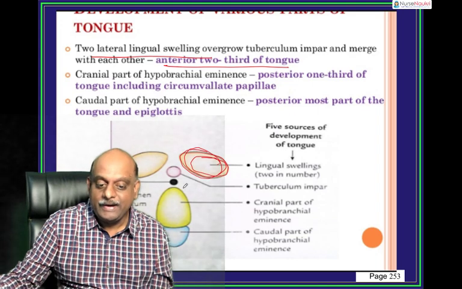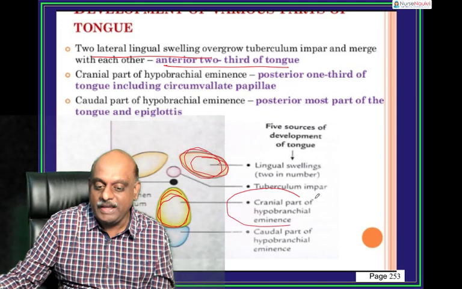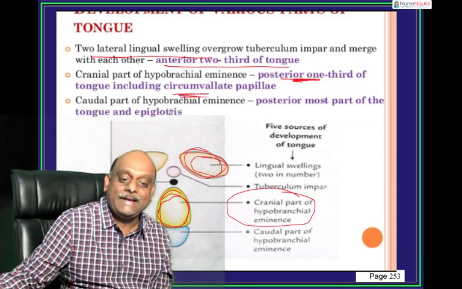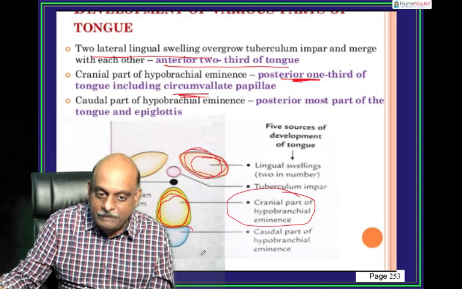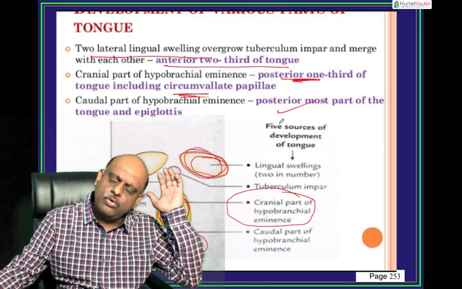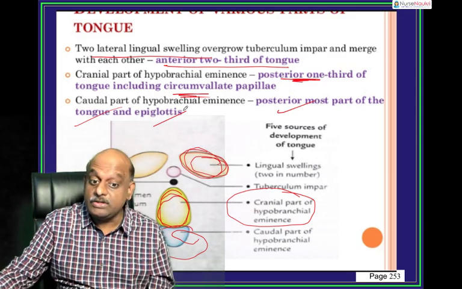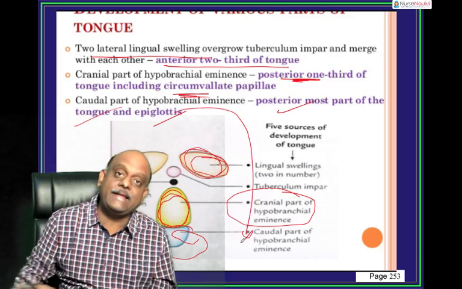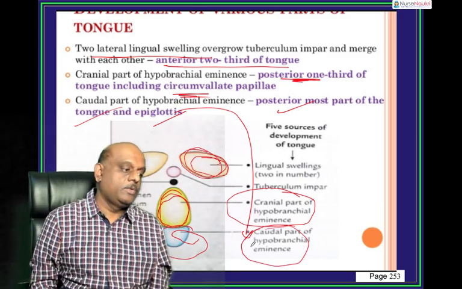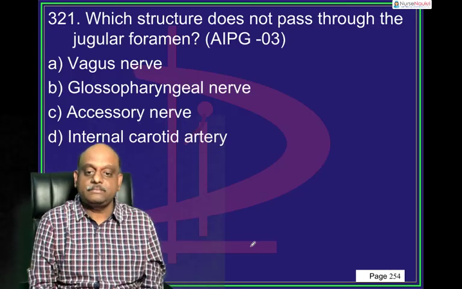Whereas the cranial part of the hypobranchial eminence forms the posterior one-third of the tongue and also the circumvallate papillae. And the caudal part of the hypobranchial eminence develops the posterior most part of the tongue and epiglottis. Even this is also a favorite question. Where does the epiglottis develop from? Hypobranchial eminence is what you have to remember. One of the favorite questions of the examiner.